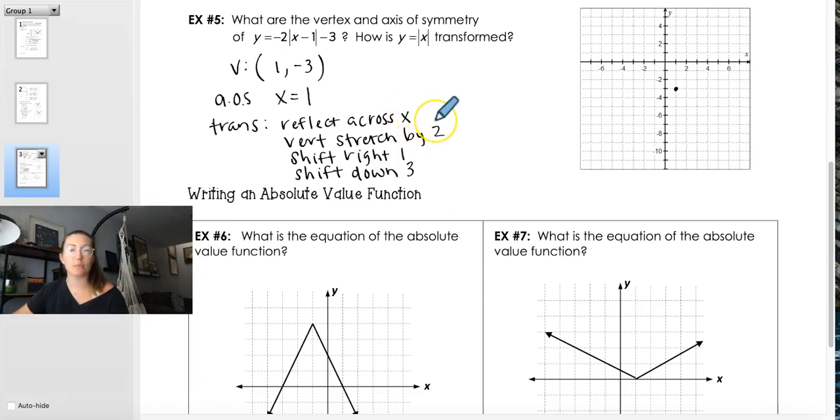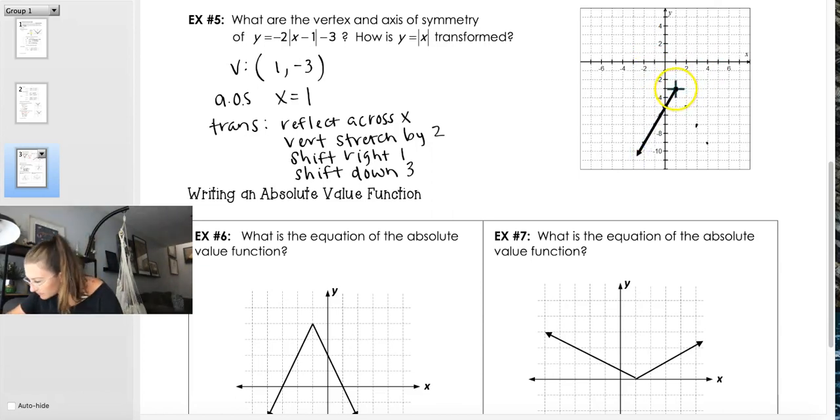And then it was stretched by 2. So normally I go down 1 over 1, but now I'm going to go down 2 over 1 to give it that stretch. And then we just follow the pattern, get my other spots, and that's going to be what it looks like. Connect it. And my graph would look like so.